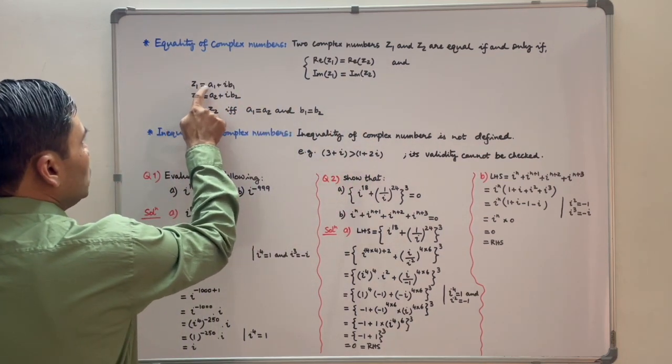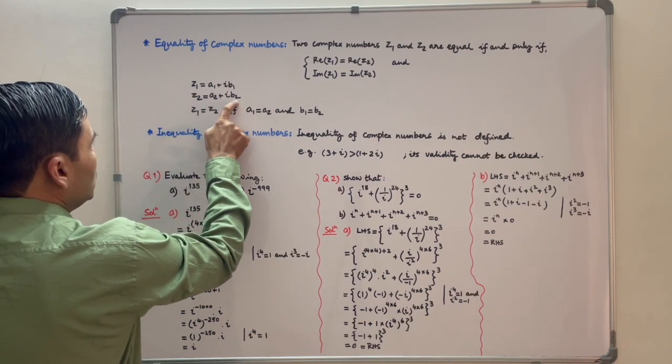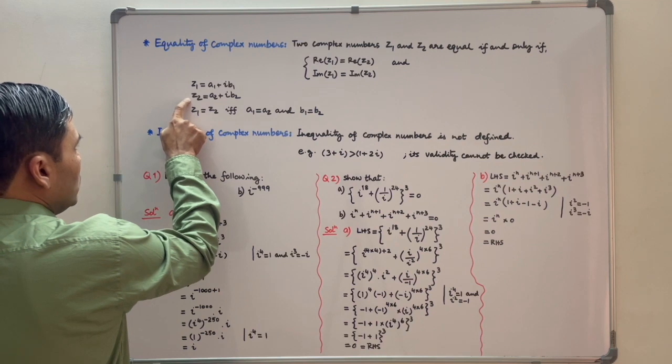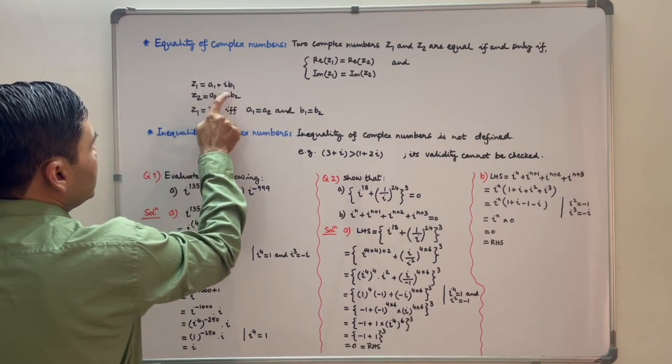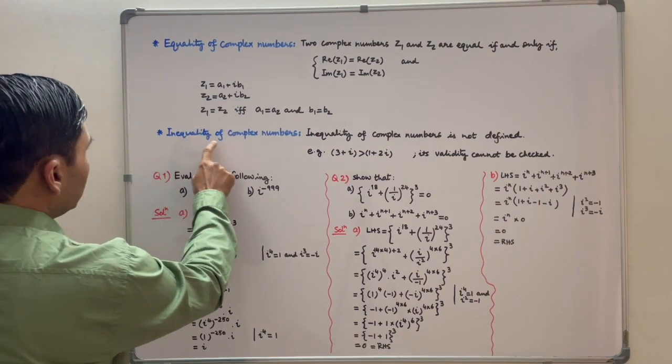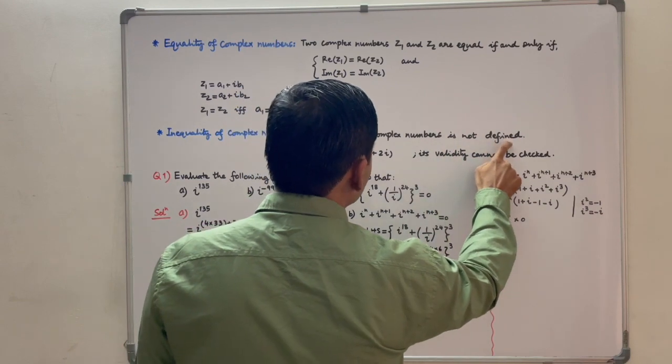Suppose Z1 is equal to A1 plus iB1 and Z2 is equal to A2 plus iB2. So Z1 is equal to Z2 if and only if A1 is equal to A2 and B1 is equal to B2. Inequality of complex numbers. Inequality of complex numbers is not defined.